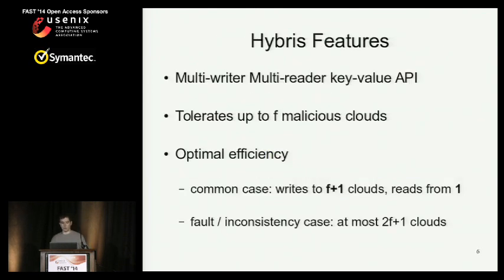Hybris exposes a multi-writer, multi-reader key-value API, and it tolerates up to F malicious clouds by writing, in the common case, to up to F+1 clouds and reading from only one cloud. In the worst case, that is to say, in case of faults or inconsistency, it writes at most on 2F+1 clouds, which is the optimal efficiency also in case of crash faulty models.